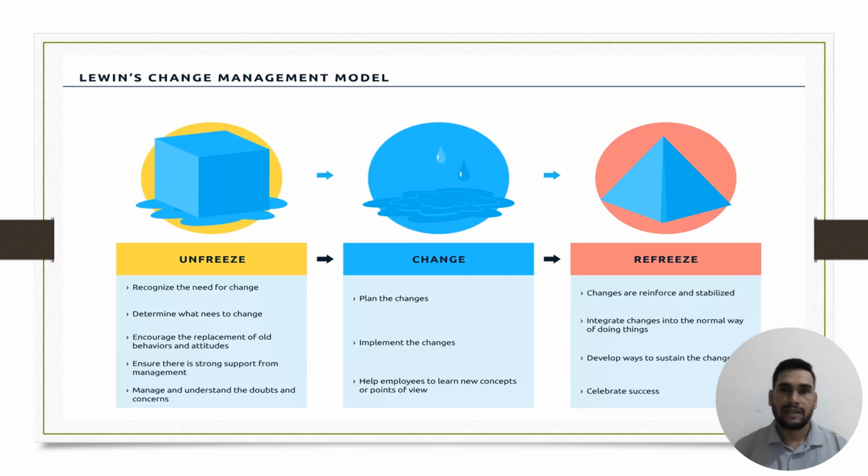In our next slide, you can see the best example of the Lewin change management model. You can see the ice cubes. If you want to change the color, size, or shape of an ice cube, first of all, we unfreeze the ice cube, and the state is changed from solid to liquid. Then we can add some color or ingredients, and after that we can refreeze it.